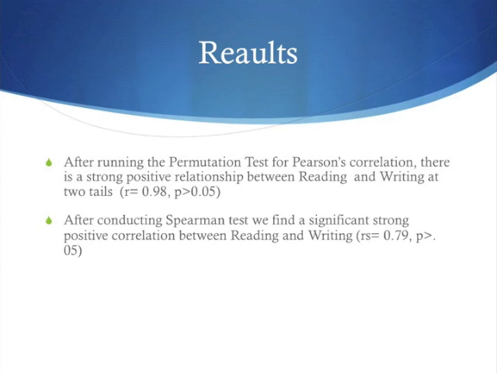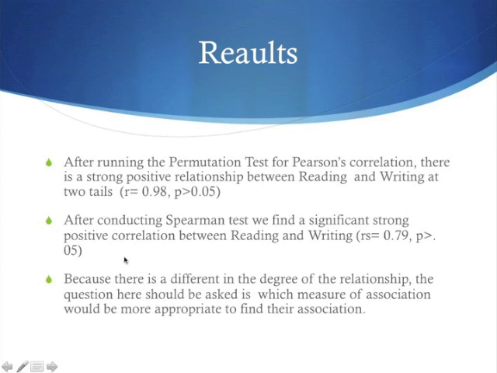While after conducting the Spearman test, we find a significant, strong positive correlation between reading and writing, but it's less than Pearson. So we can see it's 0.79, and there is a little difference, but which one could we conclude and trust, the Pearson correlation or the Spearman correlation? Actually, because there is a difference in degree of relationship, the question here should be which measure of association would be appropriate to find their association.